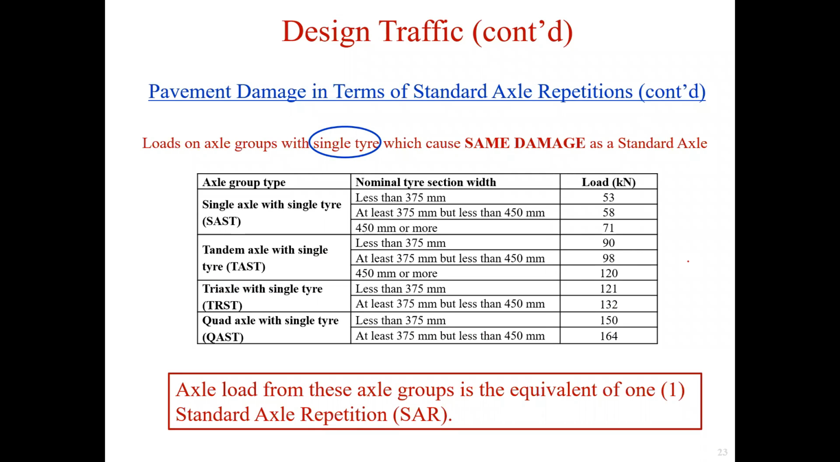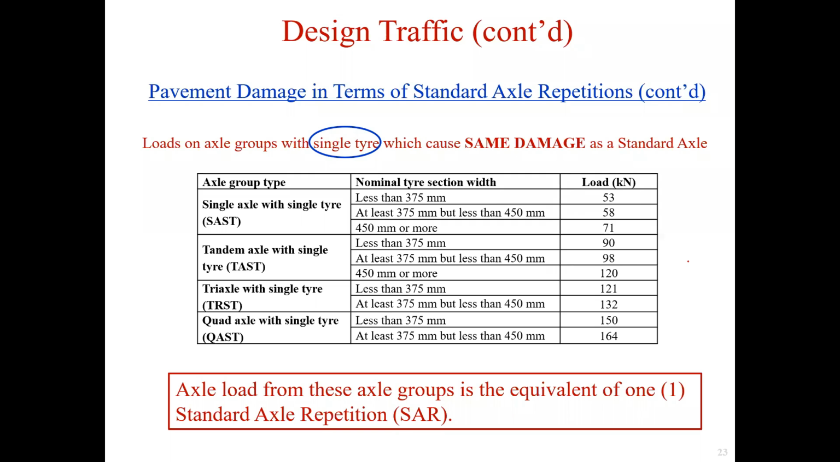The previous table is for standard axle with dual tires. Loads on axle groups with single tires, which cause the same damage as the standard axle, are shown in this table. The load varies with the axle group type and nominal tire section width. Actual load from these axle groups is the equivalent of one standard axle repetition, SAR.